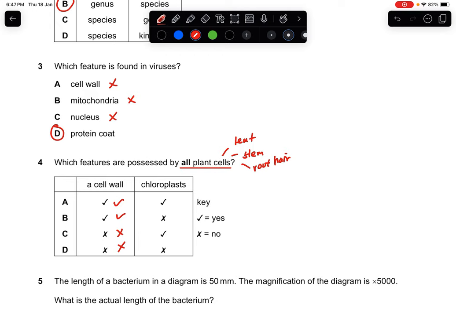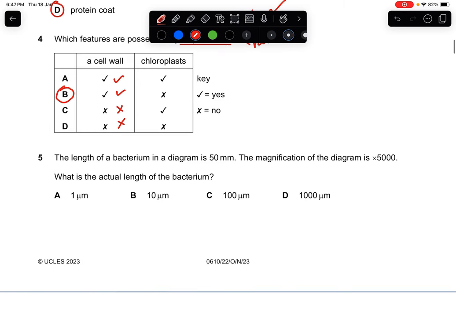All leaves, green leaves specifically, have chloroplast. If it's a green stem, it has chloroplast. Otherwise, if it doesn't have a green color pigment, it doesn't have chloroplast. If it's a root hair cell, it completely doesn't have any chloroplast. So the answer is B. So do carefully go through one by one and think it through. It says all plant cells. Most people would definitely pick A if they assume that plant cells are just basically leaf cells. Just be careful with that.